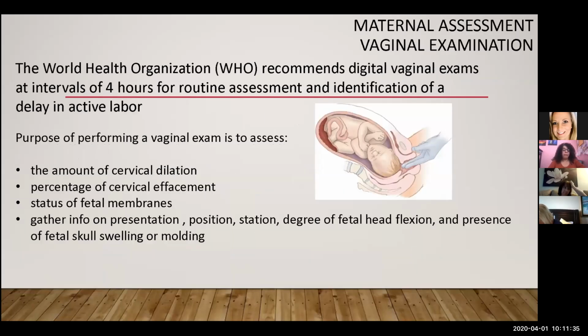The World Health Organization, or WHO, recommends digital vaginal exams at intervals of 4 hours for routine assessment and identification of delay in active labor, like we were just talking about. We don't need to check so often. So we need to know what's happening and how labor is progressing, but we don't need to be in there all the time. The vaginal exam is an assessment skill that takes a lot of time and experience to develop. It's something that I can describe how we do the exam, and we'll do that in a minute.